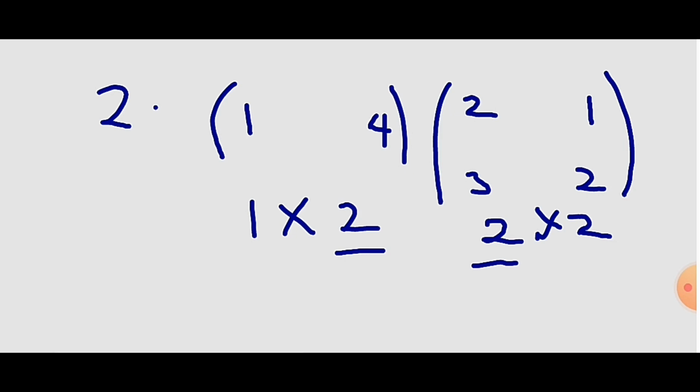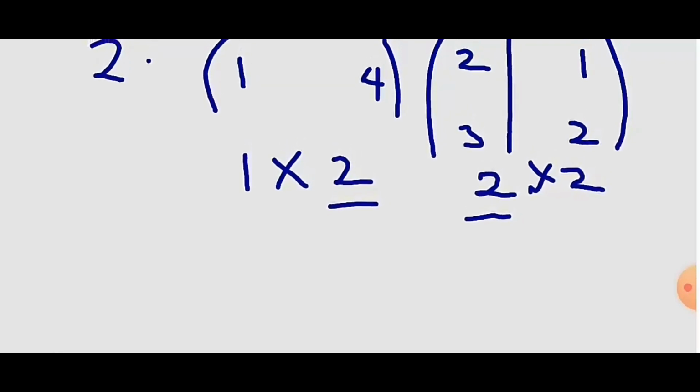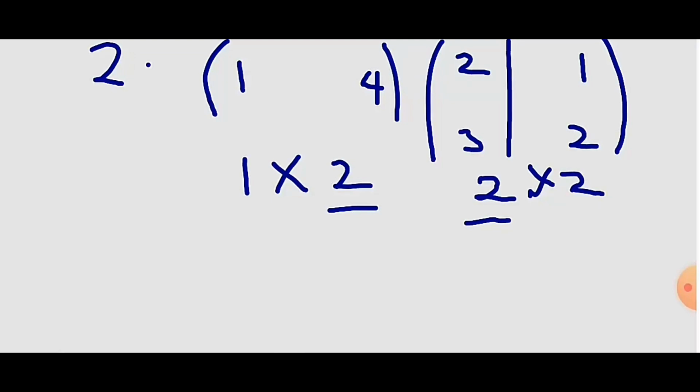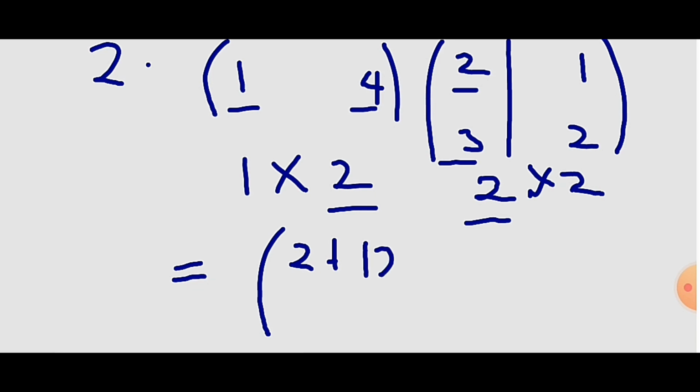Since we have only one row, we are going to multiply with these 2 columns. That will be done. So let us multiply this. The first one should multiply the first, that is 2, and the second one should multiply the second, that is 12.